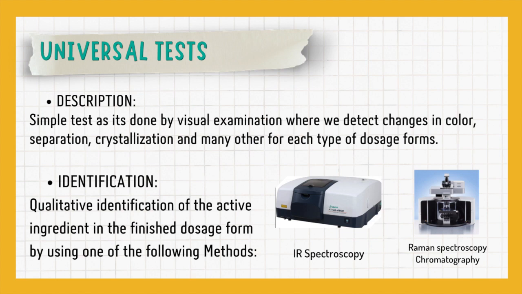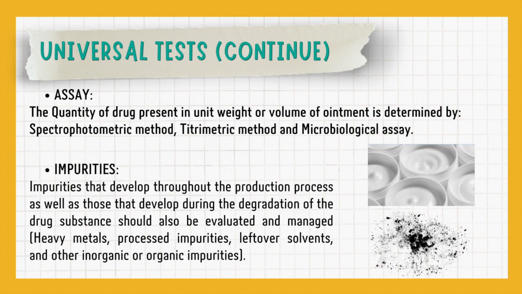Identification. Qualitative identification of the active ingredient in the finished dosage form by using one of the following methods: IR spectroscopy, Raman spectroscopy, or chromatography. Assay. The quantity of drug present in unit weight or volume of ointment is determined by spectrophotometric method, titrimetric method, and microbiological assay. Impurities. Impurities that develop throughout the production process, as well as those that develop during the degradation of the drug substance, should also be evaluated and managed.